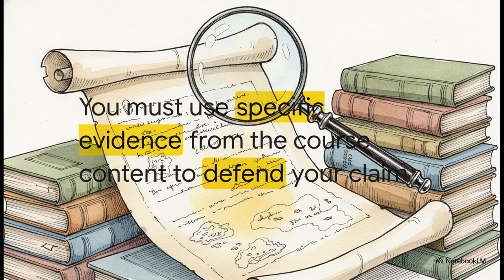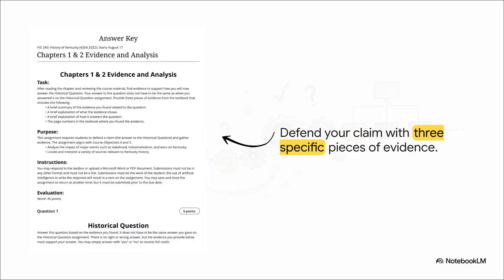But this time around, your answer has to be fully backed by specific information and evidence that you found in the course content. Your final answer can be a simple yes or no, and it absolutely does not have to be the same answer you gave earlier in the week. What matters now is your ability to defend your claim using hard facts. So, defending your claim means you need to identify 3 distinct pieces of evidence from your textbook reading to support your new answer. You've got to be highly specific when you're working on this assignment to make sure you answer all parts of the question.